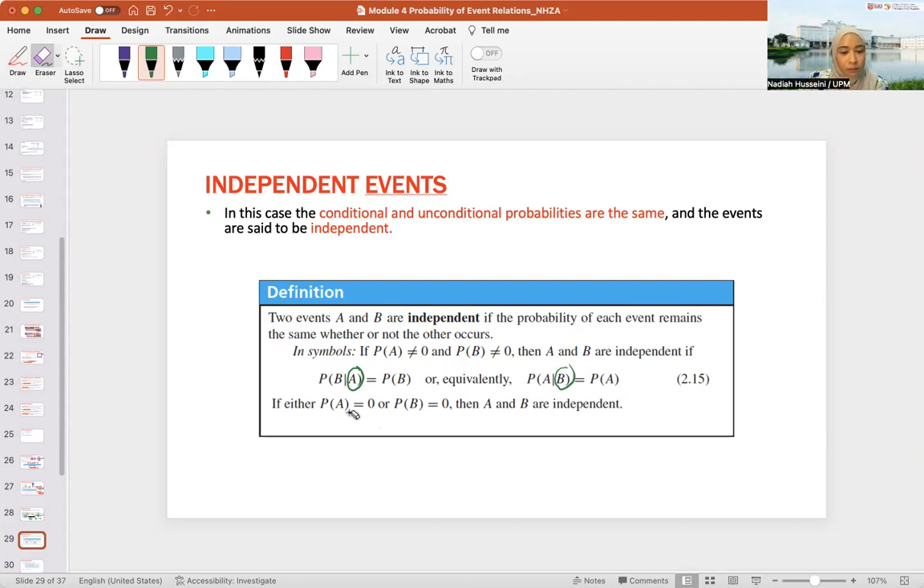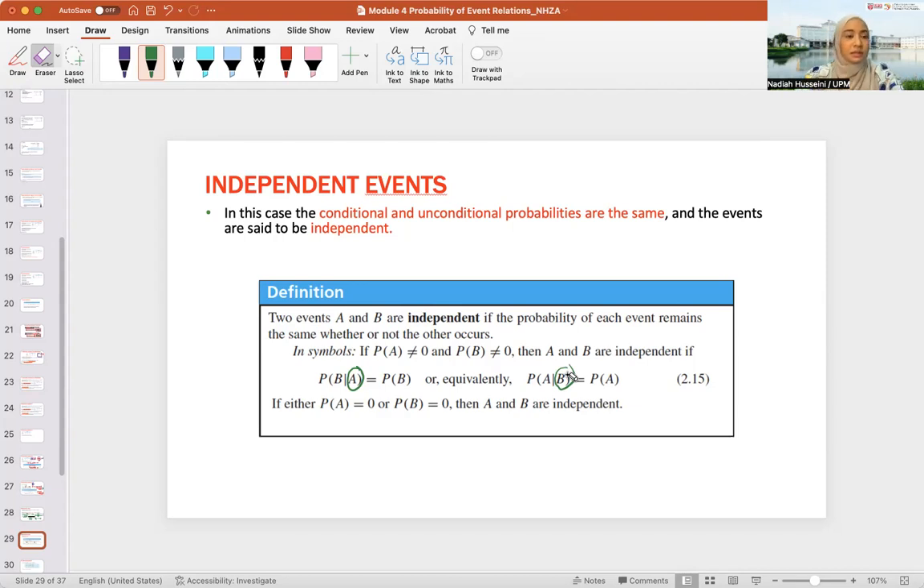Okay, if either the probability of A is equal to 0 or P(B) is equal to 0, then A and B are independent. Let's say you have two events, event A and event B, and you want to find out what is event A. And you found out that the probability of B is equal to 0. So B does not ever happen, which means that the probability of A given B is obviously just the probability of A. Okay, so that is your shortcut.